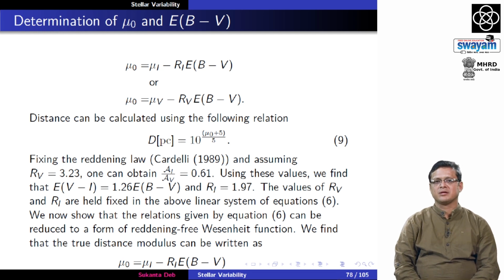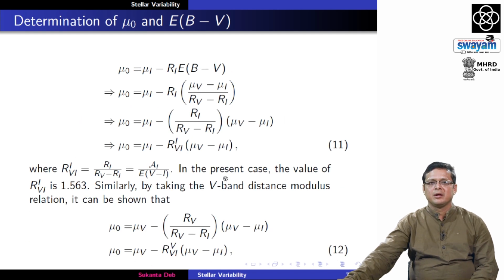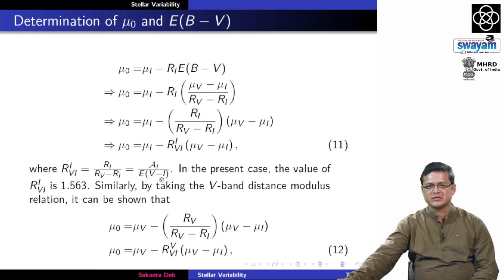We now show that the relations given by equation 6 can be reduced to a form of reddening free Wesenheit index. We find that the true distance modulus can be written as μ0 = μI − RI E(B−V). Now, here we substitute the value of E(B−V), which is the reddening, and we get μ0 = μI − R_VI (μV − μI), where R_VI is equal to RI divided by (RV − RI), which is equal to AI divided by E(V−I).